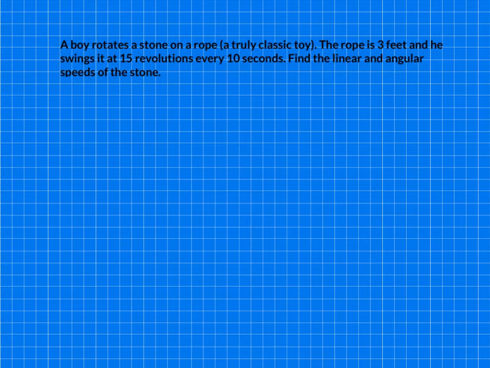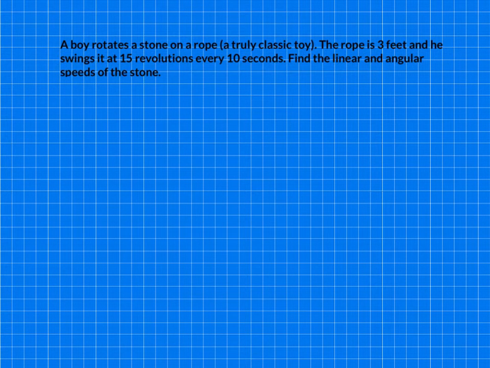All right, so let's look at an example. This is again on page 477. It says a boy rotates a stone, swinging it around above his head. The rope, or the sling, is 3 feet long, and he swings it at 15 revolutions every 10 seconds. Find the linear and angular speeds of the stone.